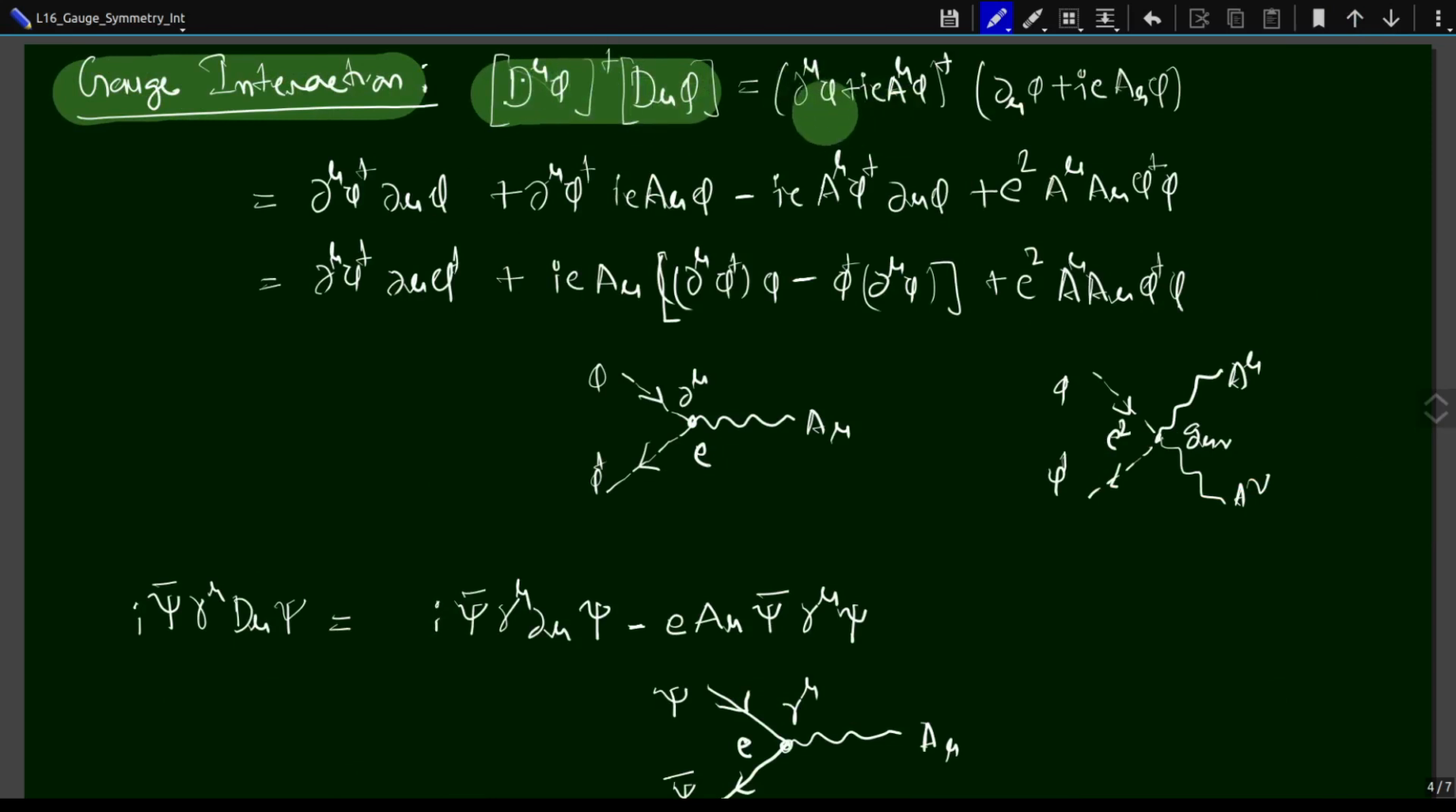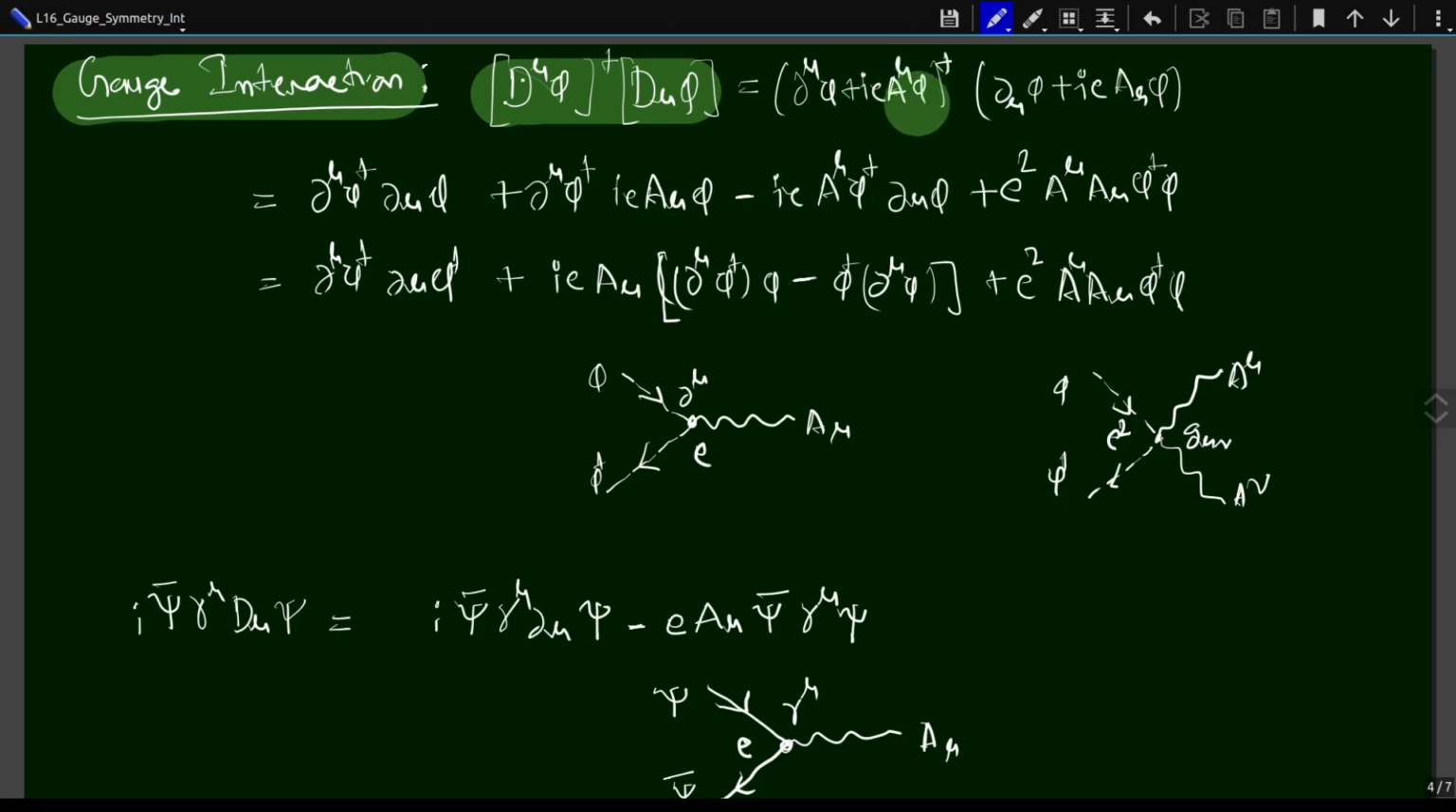If we expand it, it is del mu phi plus IE A mu phi dagger, times del mu phi plus IE A mu phi. Now expand this, 2 times 2, there are 4 terms. So the first term is del mu phi dagger del mu phi, which we had in the original charged Klein-Gordon Lagrangian. Then I have the cross term between del mu phi and the A mu coming from the second factor, del mu phi dagger IE A mu phi, and the reverse cross term with a minus sign, because the dagger will become minus.